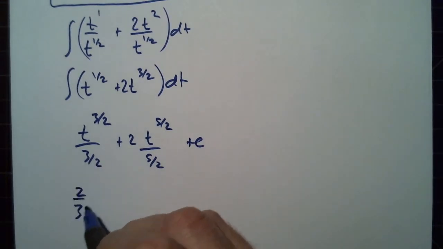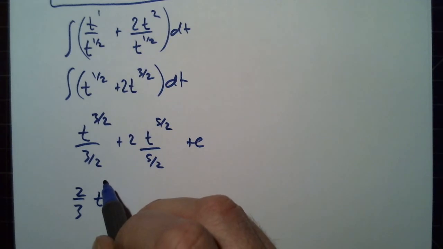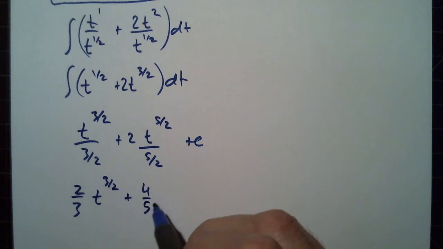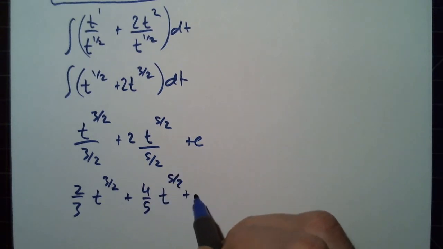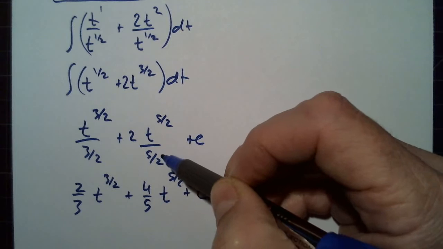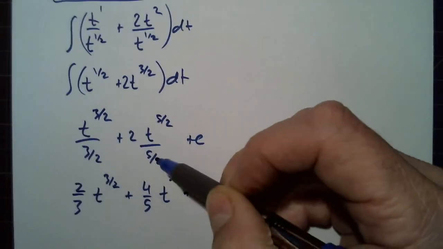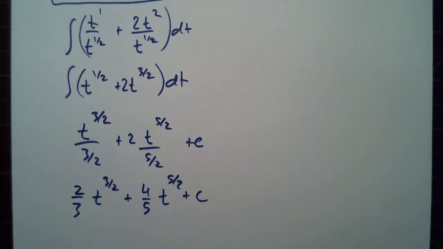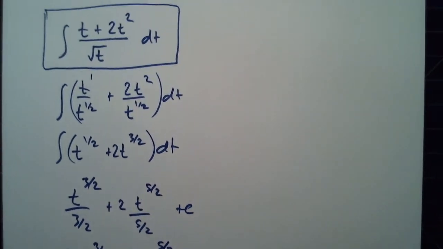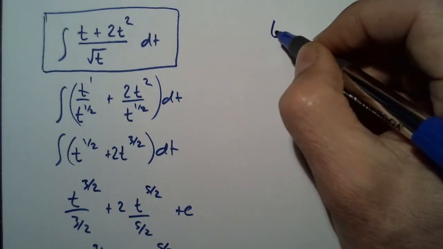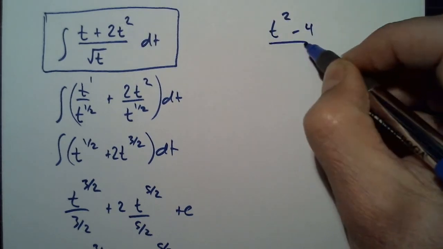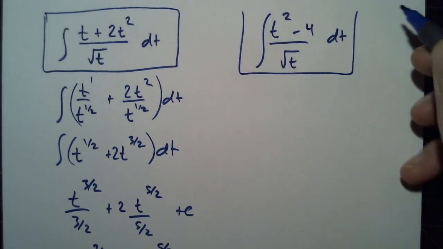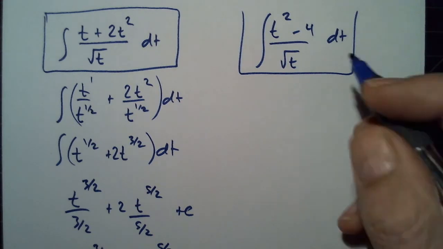So we have 2/3 t to the 3/2, and this will be 4/5 t to the 5/2 plus c, multiplying by 2/5. 2 times 2/5 is 4/5. Alright, pause the video and try that one.